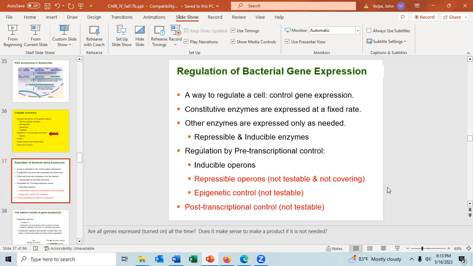If you don't need the protein, then you can turn off the gene, and then the gene will not be expressed. And if you need the gene, you turn on the gene, and then you make the end product of that gene. Any questions about any of that? And that is called control of gene expression. There are some genes, like the constitutive enzymes, that are always turned on, and they're expressed or transcribed at a fixed rate. You don't need to know an example, but what was that gene called? Obviously, polymerase would be an example.